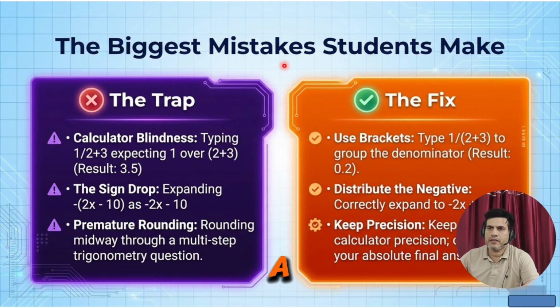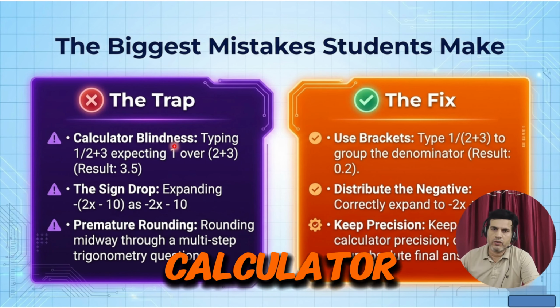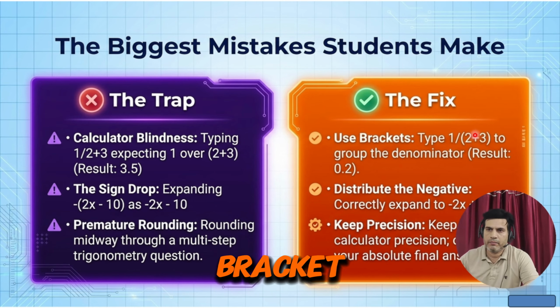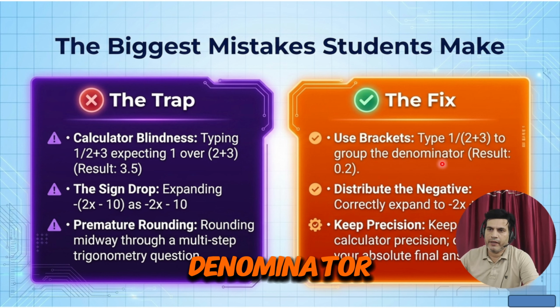The biggest mistakes students make, so what is the trap? How can we fix that? So calculator blindness, typing 1 by 2 plus 3, expecting 1 over 2 plus 3, the result is 3.5. So use the bracket like 1 divided by (2 plus 3) to group the denominator. Result is 0.2.